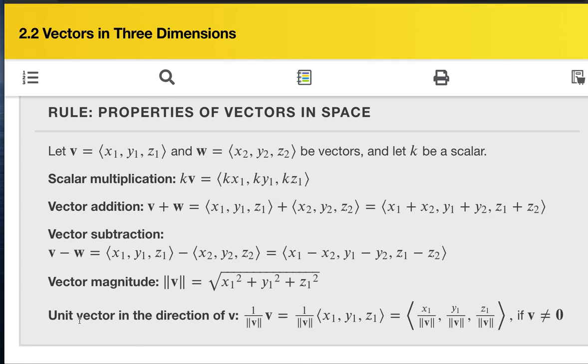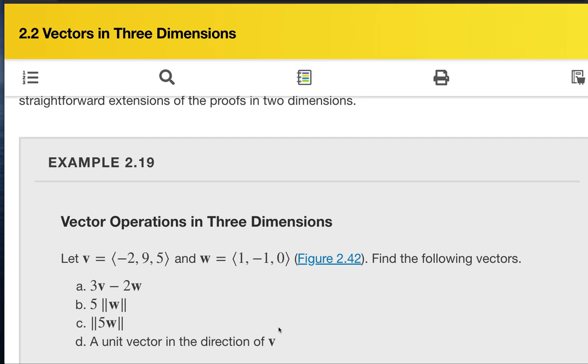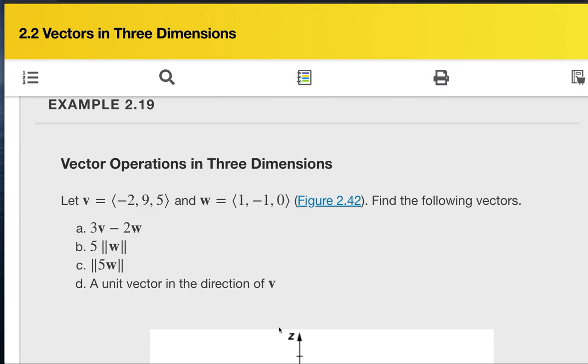Then the unit vector in the direction of v simply can be found by multiplying the reciprocal of the magnitude of the vector to the vector itself. That will always give a unit vector in the same direction. Anything we can take a quick look? Maybe we can just give a try to this example. Let's take a quick look here.